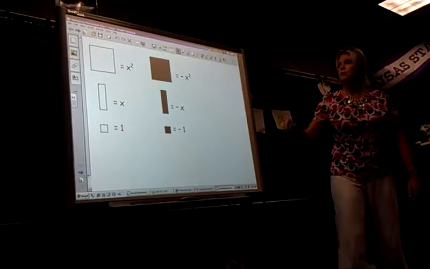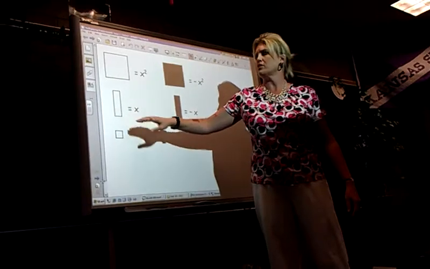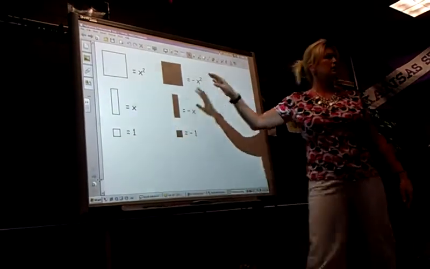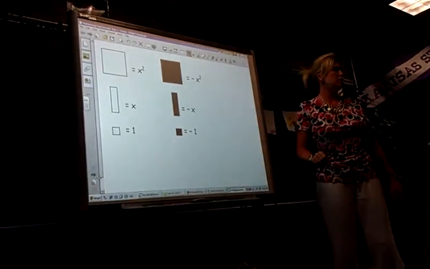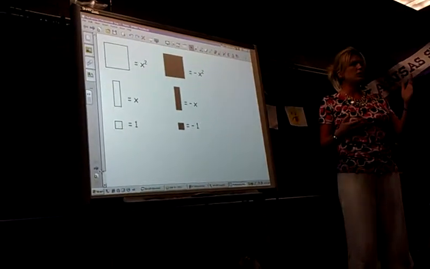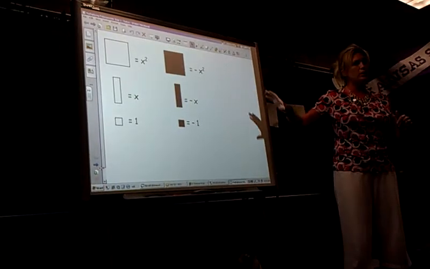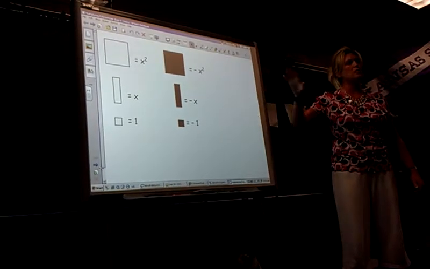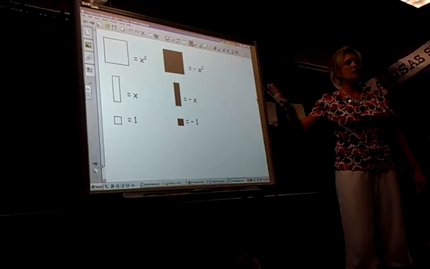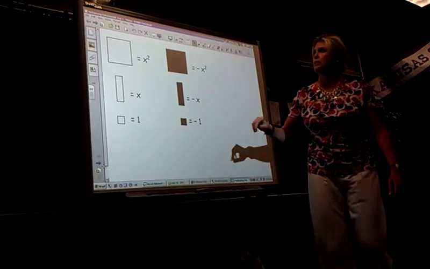All the tiles that we have: the big squares are the x squareds, the rectangles are the x's, and then we have the units. The colored-in ones are the negatives. We all have those. In the beginning of the year, you guys thought the tiles were silly to use for solving equations. This is the first part. When we go to the second part, which will be factoring, these tiles and what's called the box method will be a big help to you.